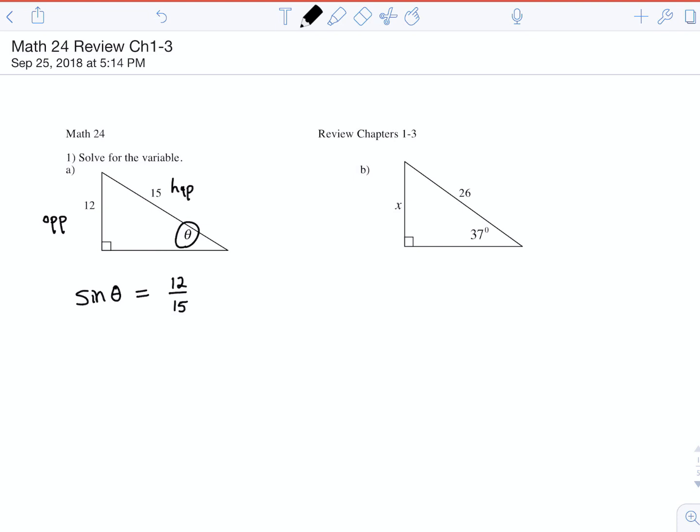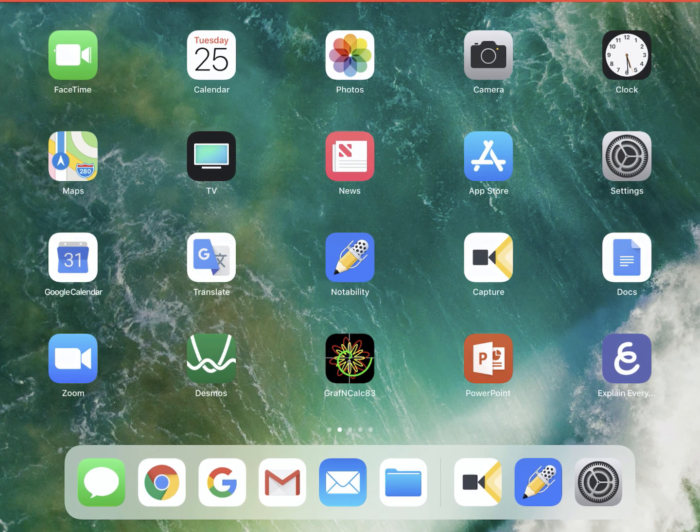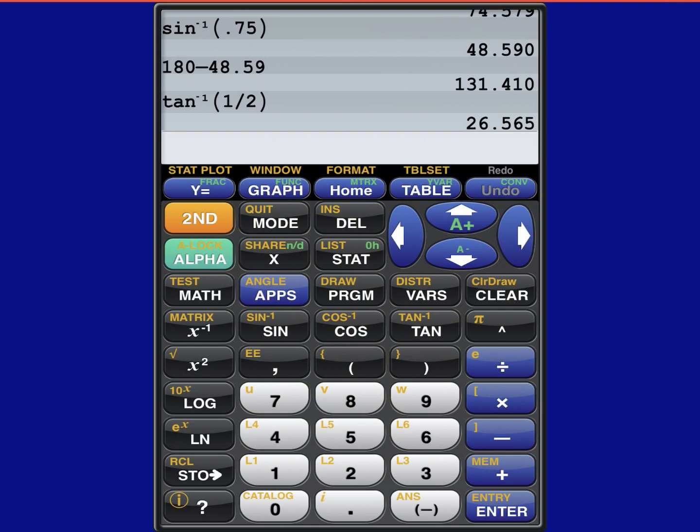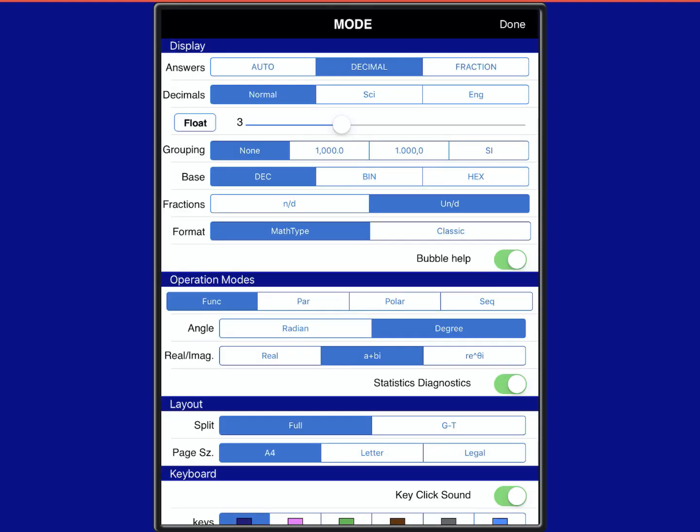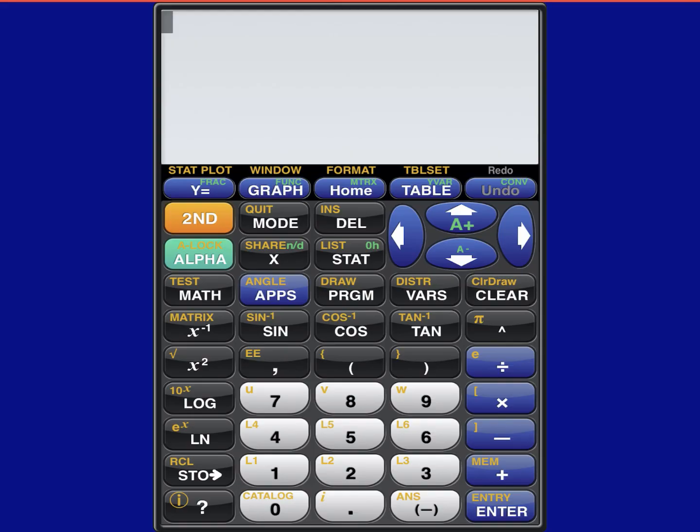And then to solve for theta, take sine inverse of both sides. So then we just need to ask a calculator how much is sine inverse of 12 over 15. Switch over to the calculator real quick and make sure that it's in degrees. And this one is in degrees. So sine inverse of 12 over 15, 53.13 degrees.